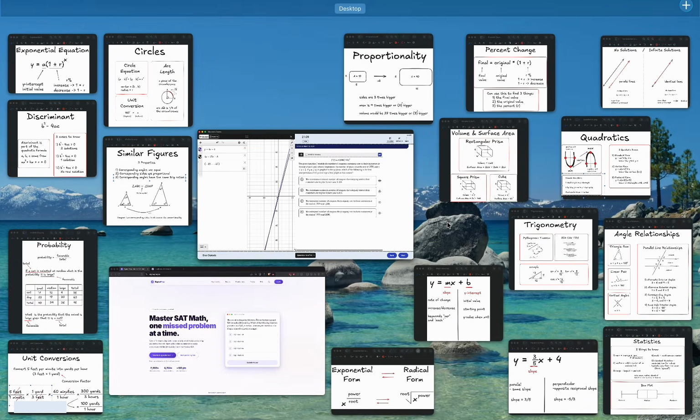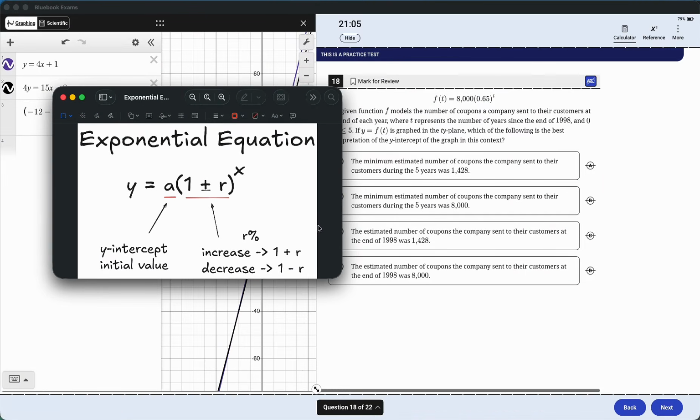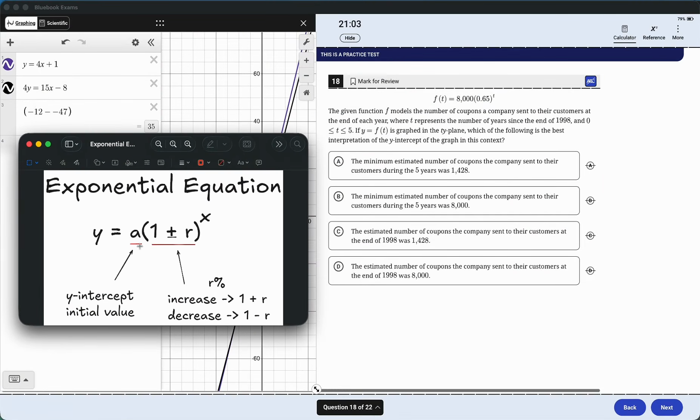So let me pull that up. Where did that go? Exponential equation, here it is. There's 2 parts that are really important. There's this number out front here. That's the y-intercept. It's the initial value when it's written like this one is over here. And there's this number in here that represents your increase or decrease in terms of a percent.